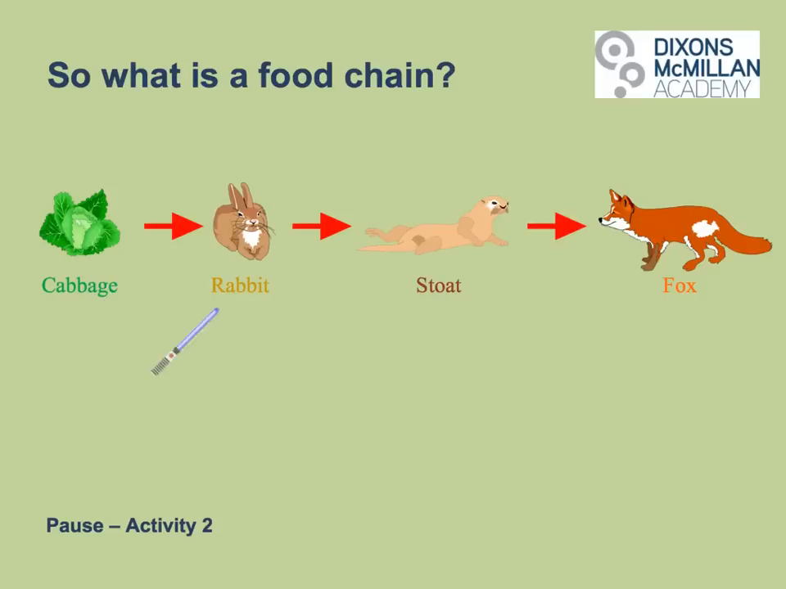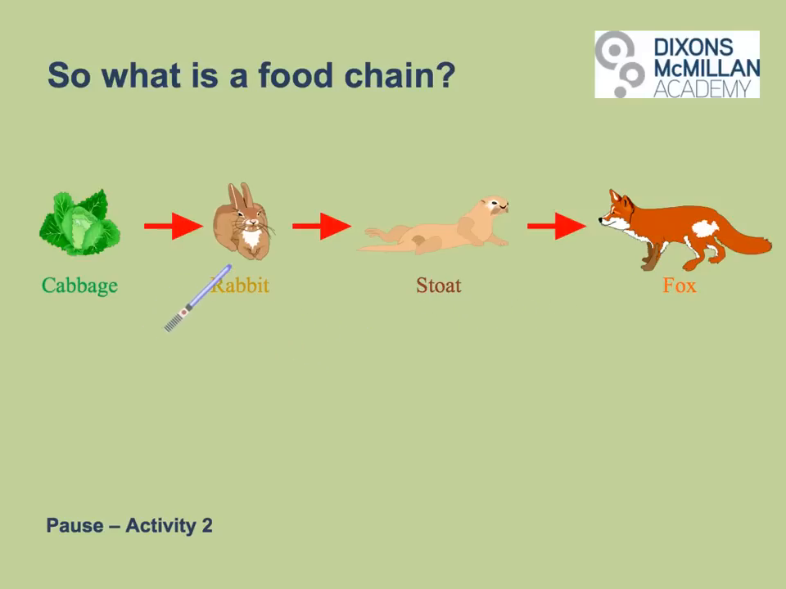Now, the arrows on this diagram tell you the direction in which the energy is travelling. So the energy from the cabbage goes into the rabbit when the rabbit eats the cabbage. When the rabbit is eaten by the stoat, the energy from the rabbit goes into the stoat, and so on until the energy gets into the fox.